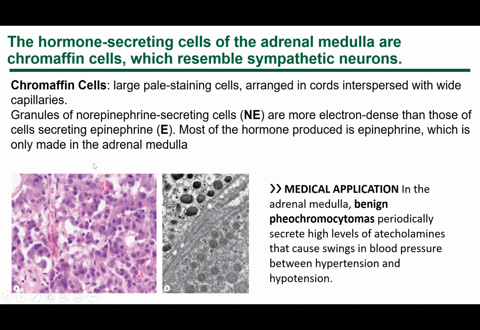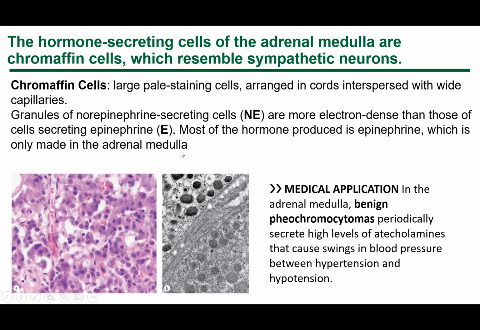So let's look at the adrenal medulla. The chromaffin cells, this is a similar word to chromophil. So chromaffin means they have an affinity for stain. So they're large, they're pale staining, but they take up stain uniformly. And they're arranged in sort of cords, not unlike the cords in the lymph nodes or the spleen, you might remember. And then between them, there are big capillaries. So you can see cords, capillary, etc.